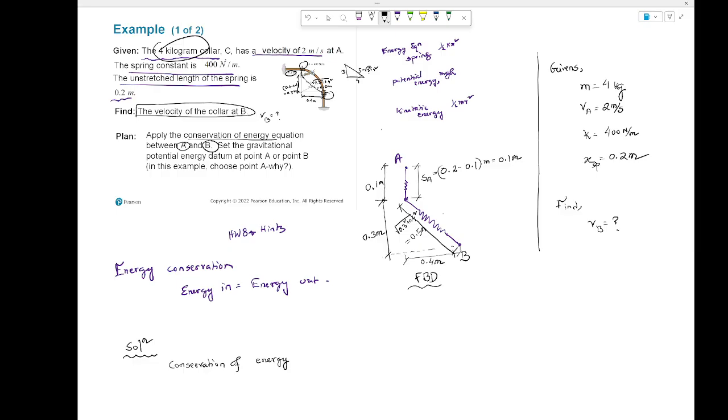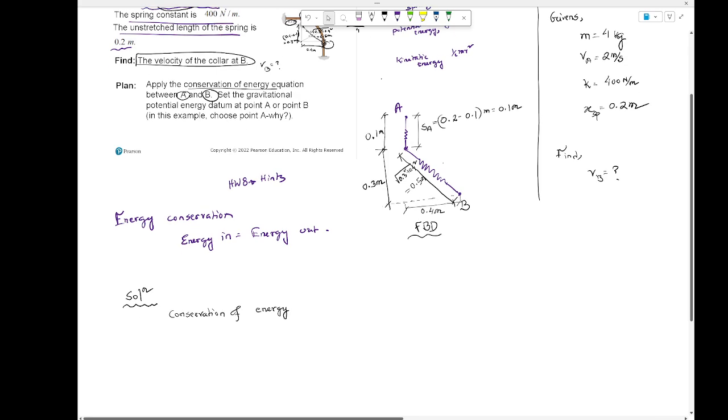Christian, you remember that? Mgh, half of mv squared. Those are the basic equations. Probably you learned them in high school. All right, so let's start.